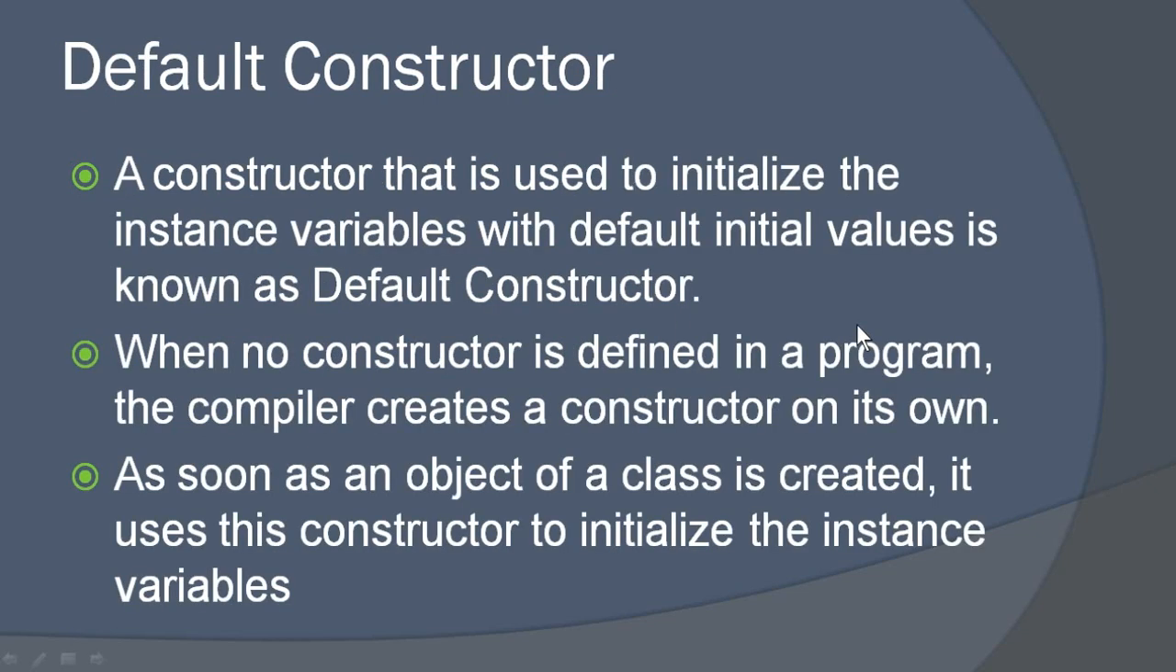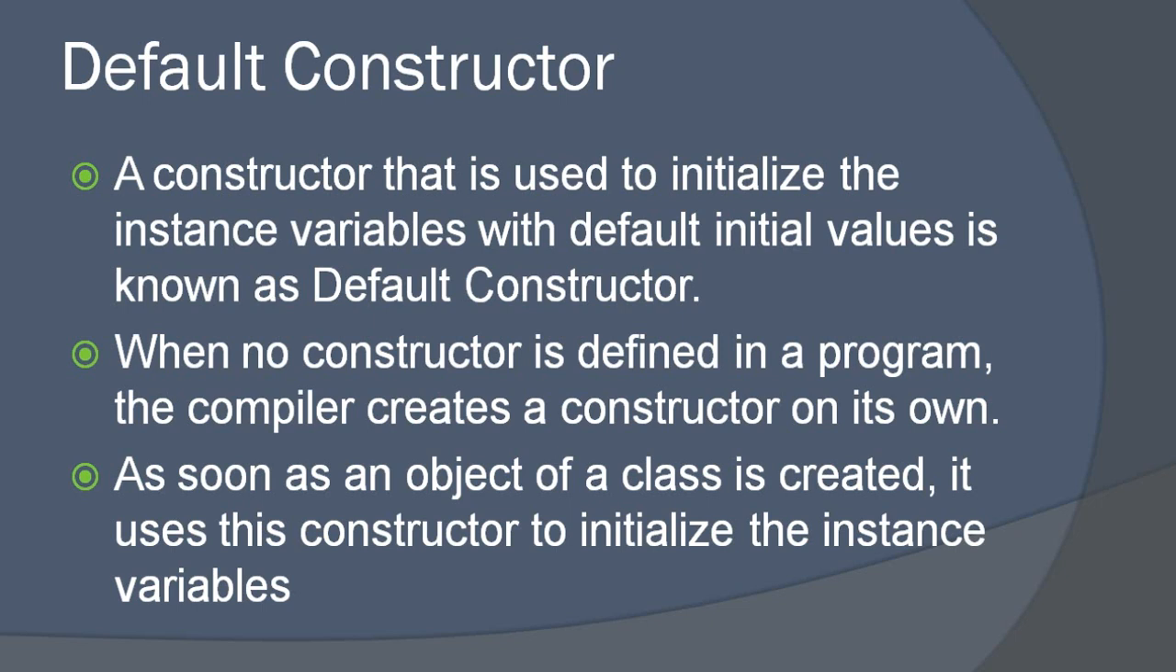First, you are going to see what the default constructor is. A constructor that is used to initialize the instance variables with default initial values is known as a default constructor. You have different default values available. For integer you have 0, for double you have 0.0, for character you have open and close single quotes, and for string you have open and close double quotes. So these are some of the default values available. If you are using a default constructor, it automatically initializes the instance variables, that is data members, with the default values.